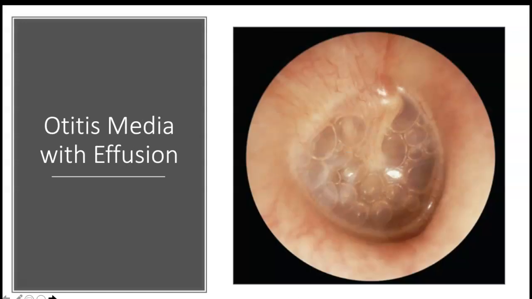Here's an otitis media with effusion. You can actually see the air bubbles, and the video we have shows you can see them as well. So there is otitis media with effusion.